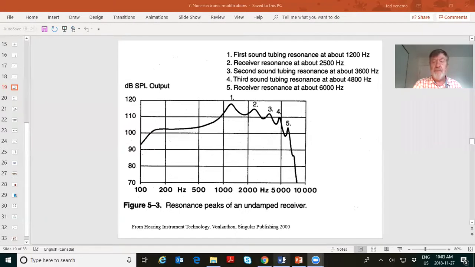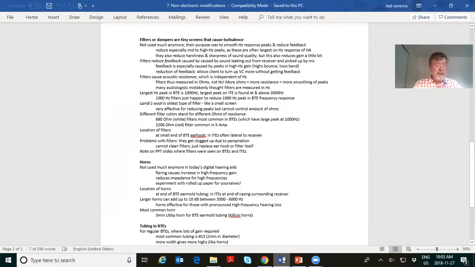Okay, but today's digital hearing aids have automatic feedback reduction. We don't rely on the use of filters. So if we share screen once again, and we start looking at our notes on filters here, you can just read with me right through. Very simple. We've covered it all. Not much used anymore.